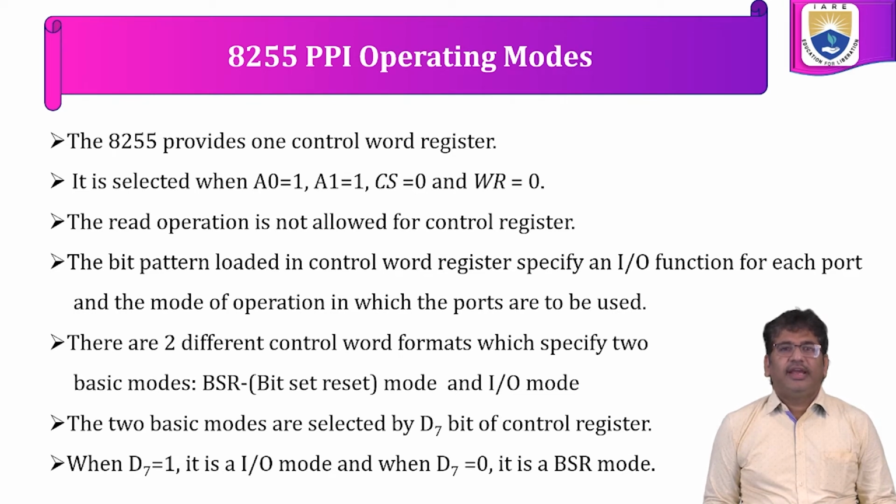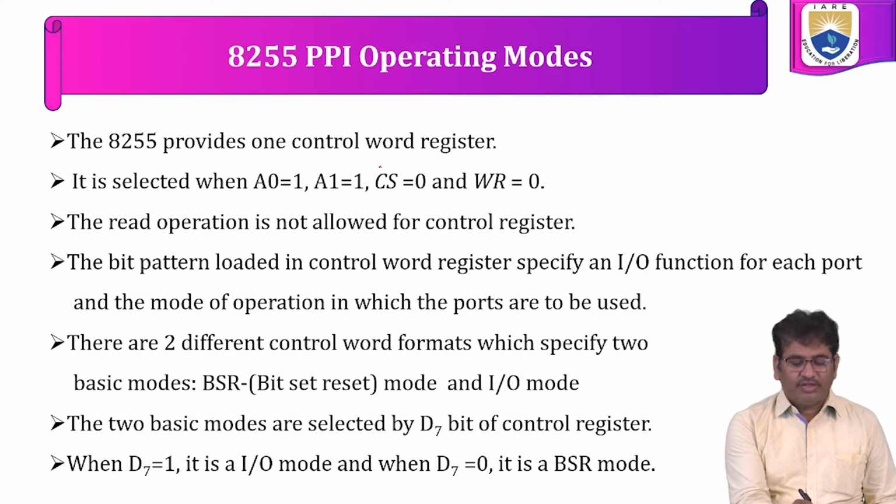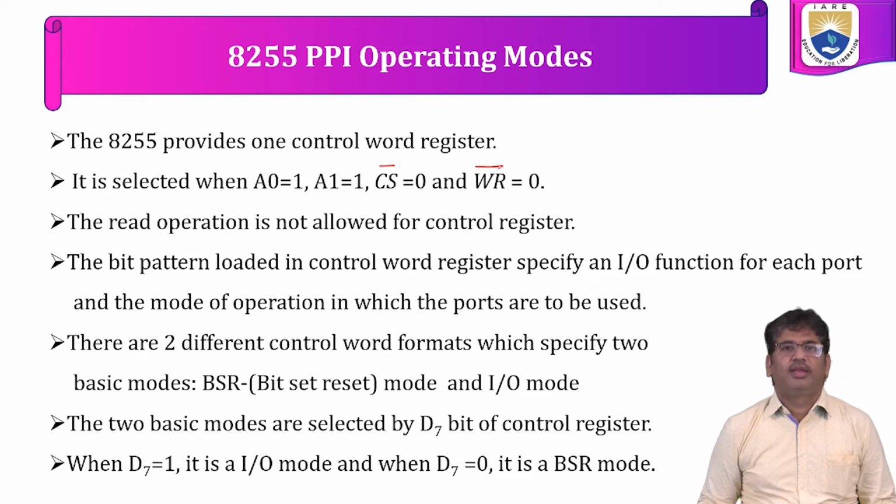Next, we will look at the 8255 Programmable Peripheral Interface operating modes. The 8255 provides one control word register. It is selected when A0 and A1 are 1, the chip select is active, and write bar is equal to 0. For the control word register, read permission is not allowed. Only the processor or system can write data to the control word register.